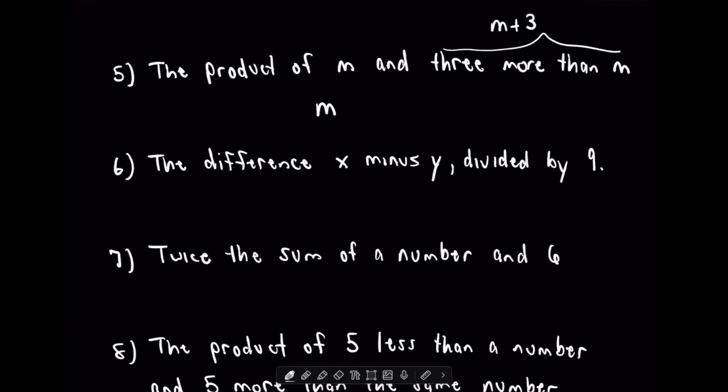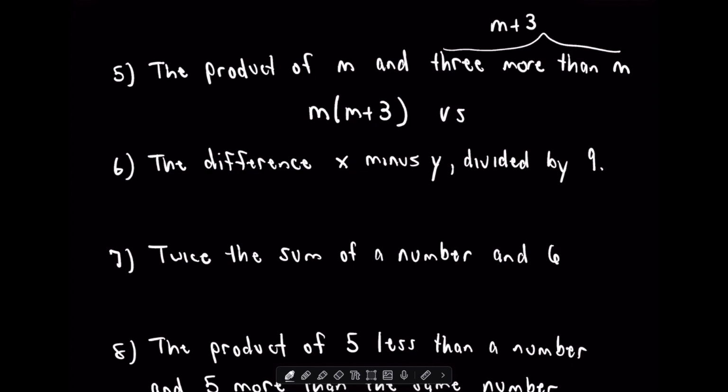And now I would have to be careful, because if I just wrote it as m plus 3, that would be incorrect, because it's saying I'm doing n times m and then adding 3. But I don't want that. I want m multiplied by that quantity m plus 3. So this is where we would need a little set of parentheses. So m(m plus 3). So now I'm taking the product of m and 3 more than m.